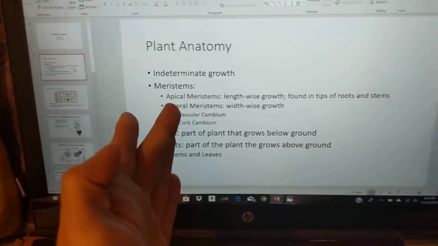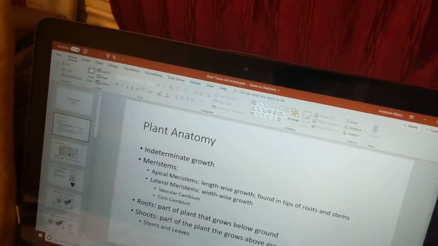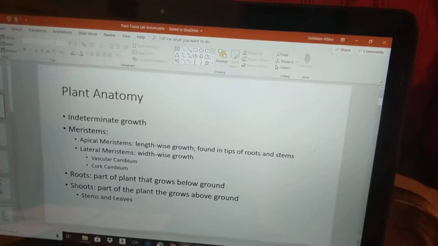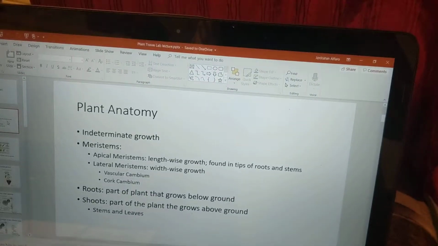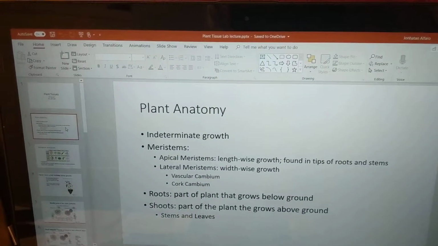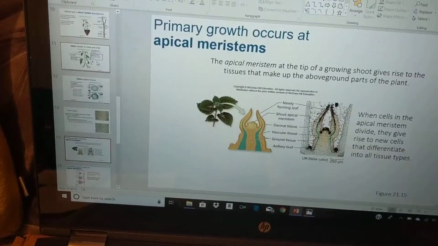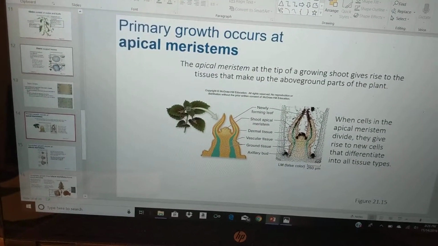Now there's the apical meristem and there are the lateral meristems. Apical, think vertical. There are two apical meristems. There's one at the root, which is called the root apical meristem, and one at the top of the plant, which is called the leaf primordia. Let me go to it real quick so you can see how it's spelled.